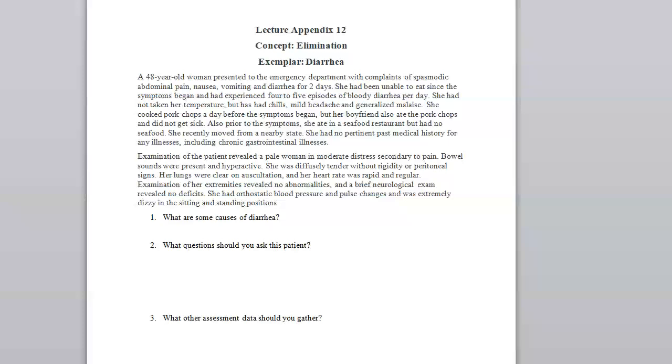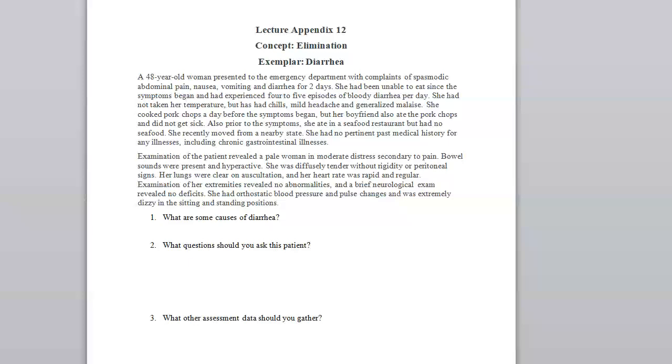She didn't travel outside of the country, but she recently did move from a nearby state. So we definitely want to know a little bit about her traveling. And did she come from somewhere out of the country recently? Have you made any changes to your diet lately? And I would definitely ask her what medication she takes.